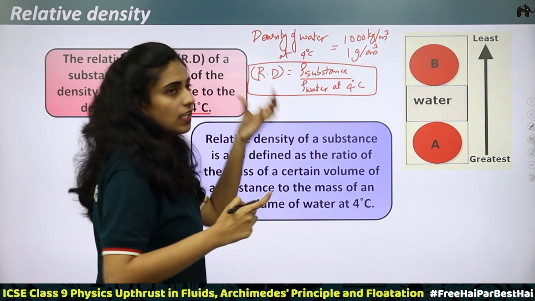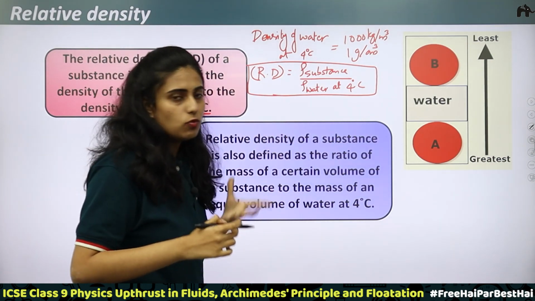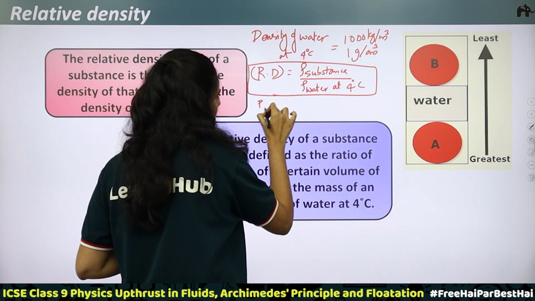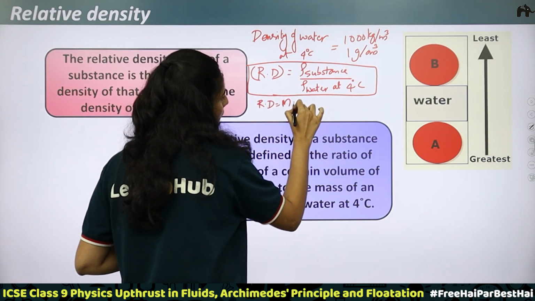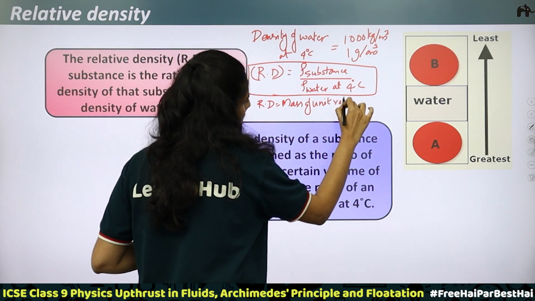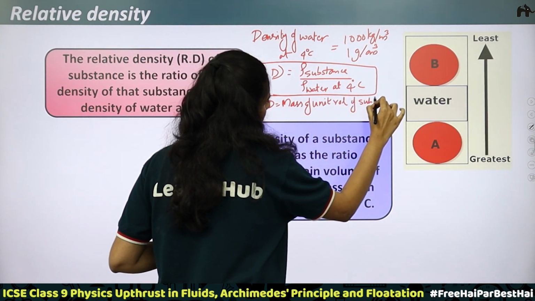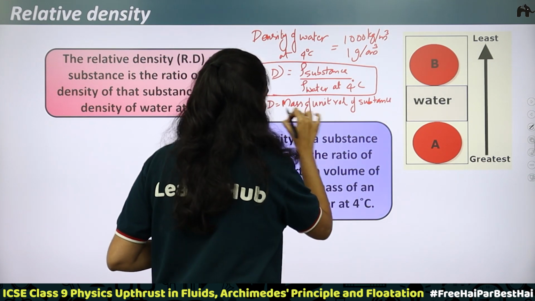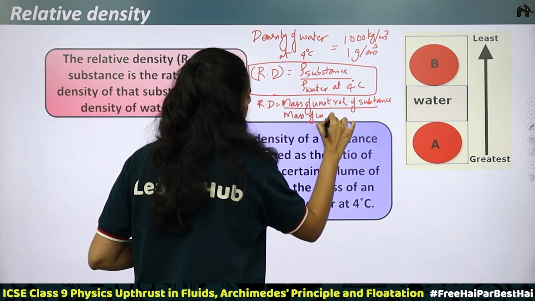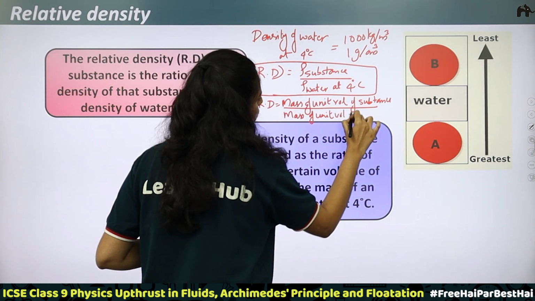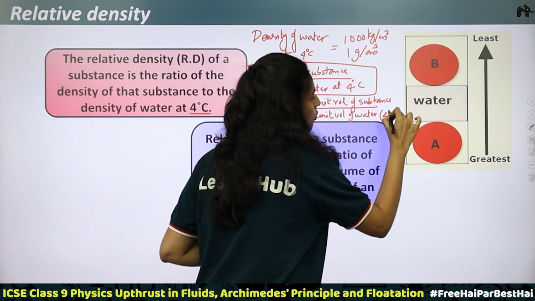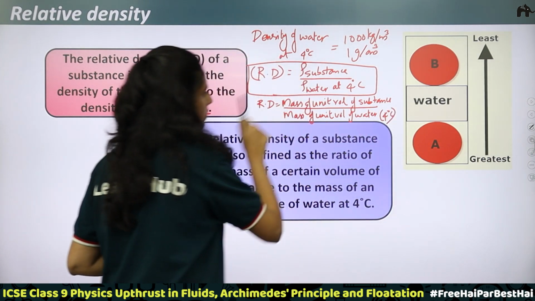If you are taking unit volume of a substance, then you can say that the relative density is equal to the mass of unit volume of substance divided by the mass of unit volume of water, which should be at 4 degrees Celsius. So, this is the second way in which you can define it.